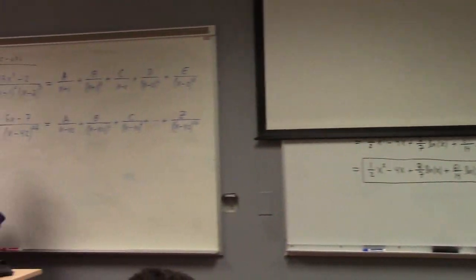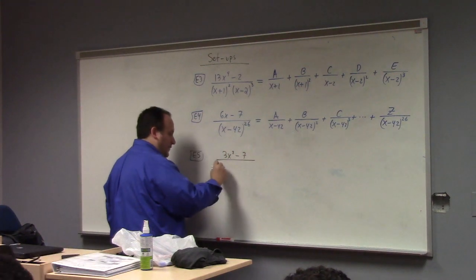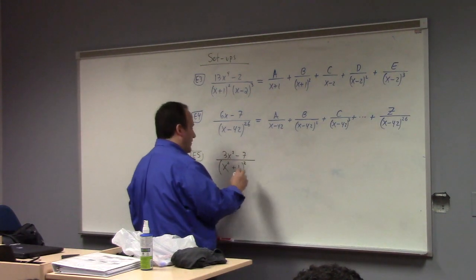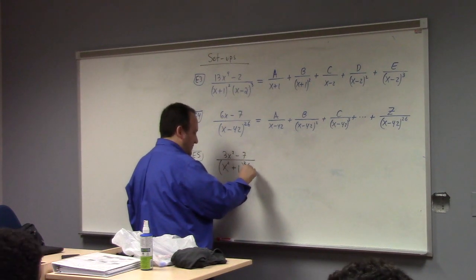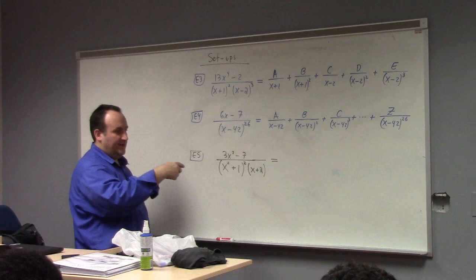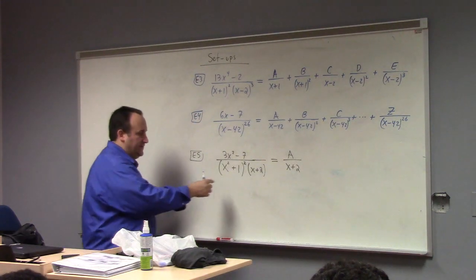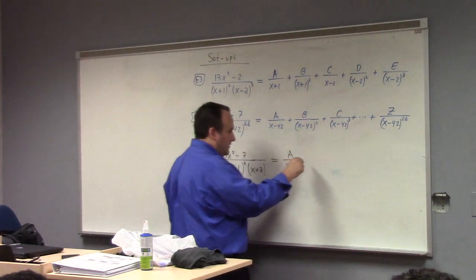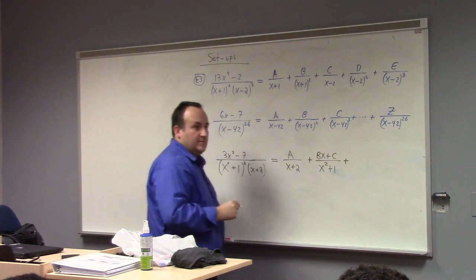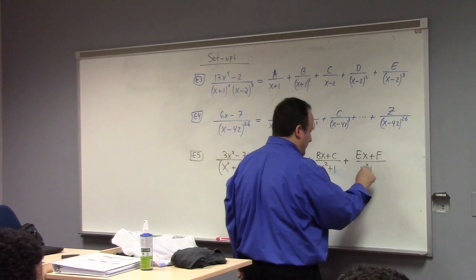All right, so let me write it out. If I had 3x squared minus 7 over x squared plus 1 quantity squared, times, let's say, x plus 2. All right, just to make it interesting. So I'll do the easy part first. That 1 over x plus 2 gives me A over x plus 2 in the decomposition, right? Then I've got an irreducible quadratic squared. So what goes on there is we do plus Bx plus C over x squared plus 1, plus Ex plus F over x squared plus 1 squared.